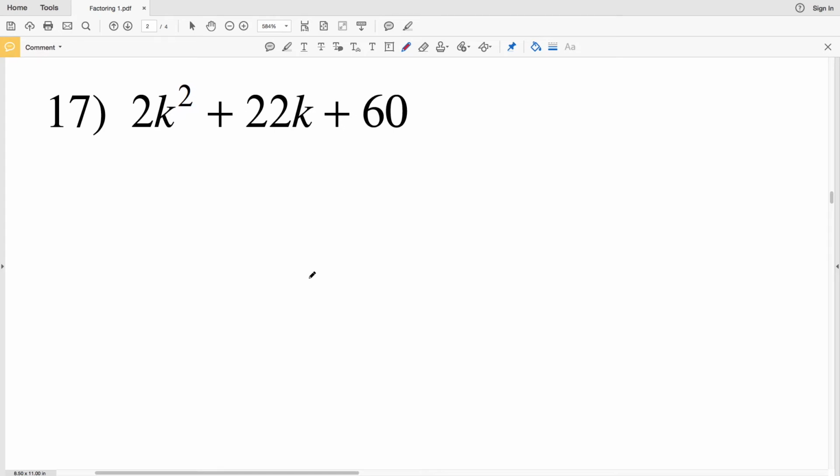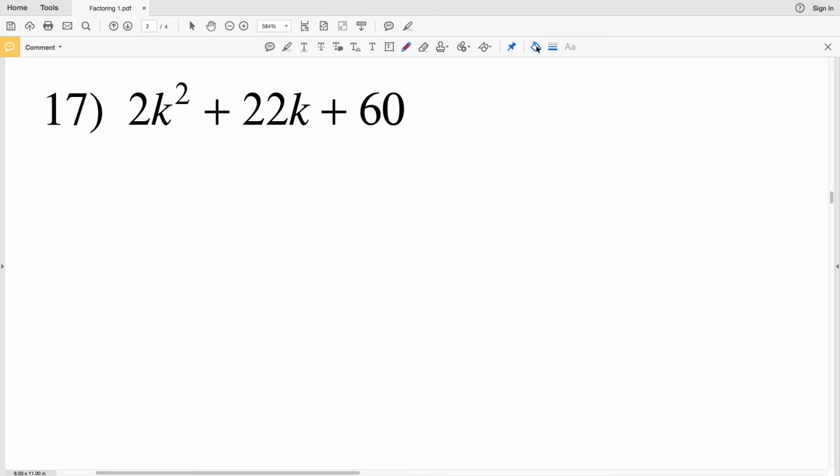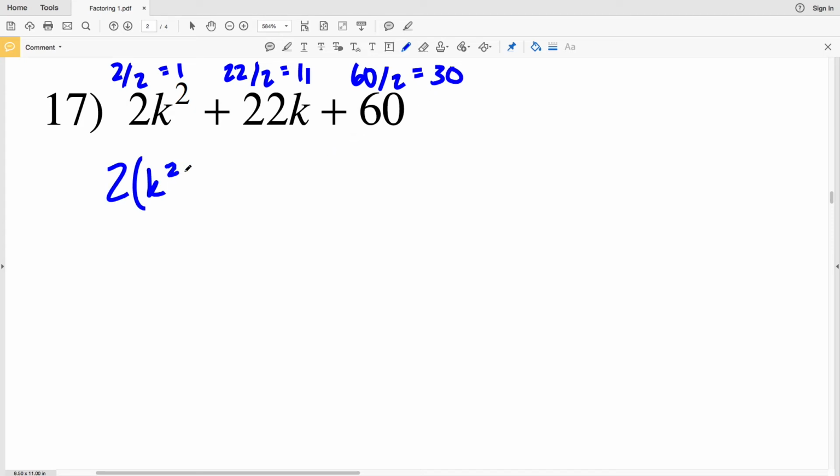And number 17, again, I'm going to have to pull out a number from each of the terms, and that number this time is 2. So 2 divided by 2 is 1, 22 divided by 2 is 11, and 60 divided by 2 is 30. So when I pull out my 2, that'll be k squared plus 11k plus 30.